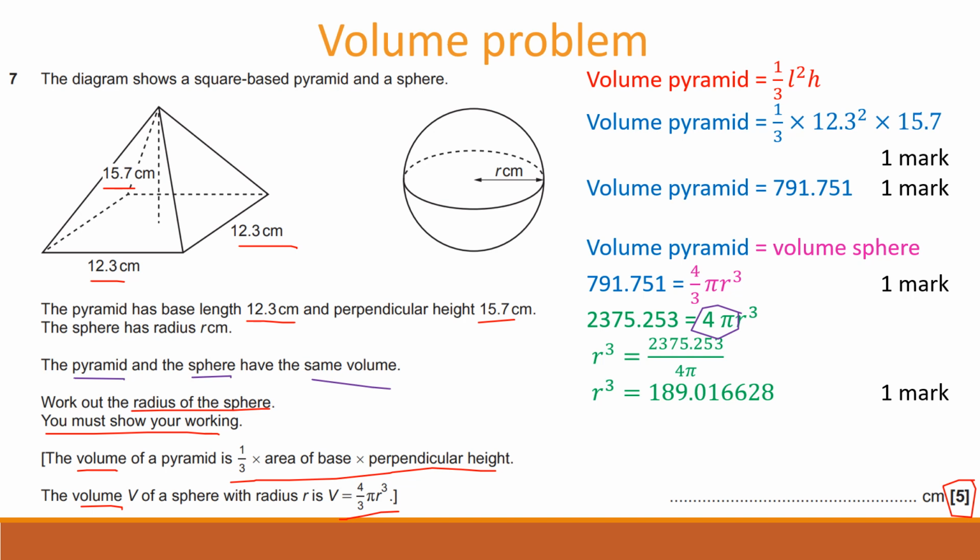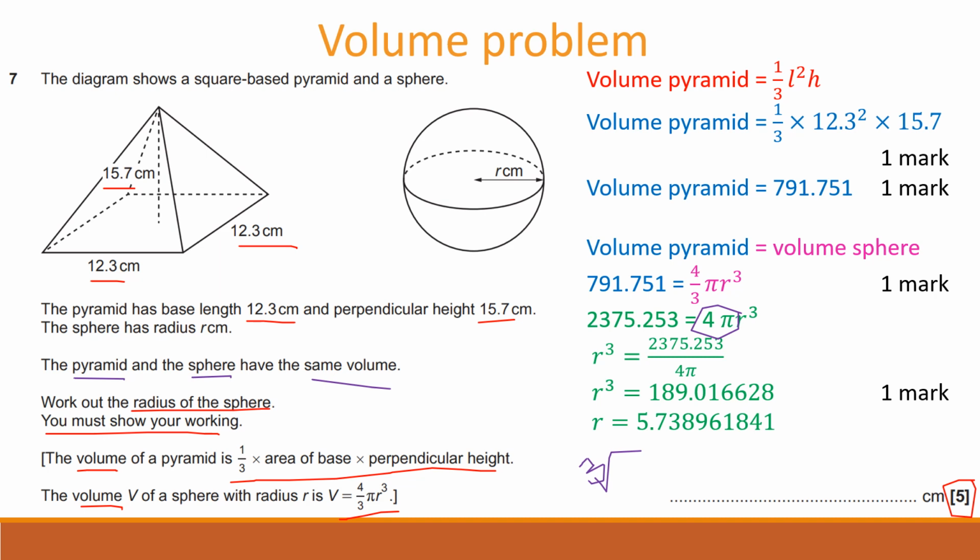You would get 1 mark for saying that r cubed is equal to 189.016628, or rounded, 189.02. And then to get the final mark, we need to cube root that answer to give r is 5.7389. Remember, the cube root button on your calculator looks like the square root with a little 3 at the front. That's the button you're looking for on the calculator. Type in the cube root of 189 with all the other digits, and that gives you r is 5.73896. Now you need to give your answer to 3 significant figures.